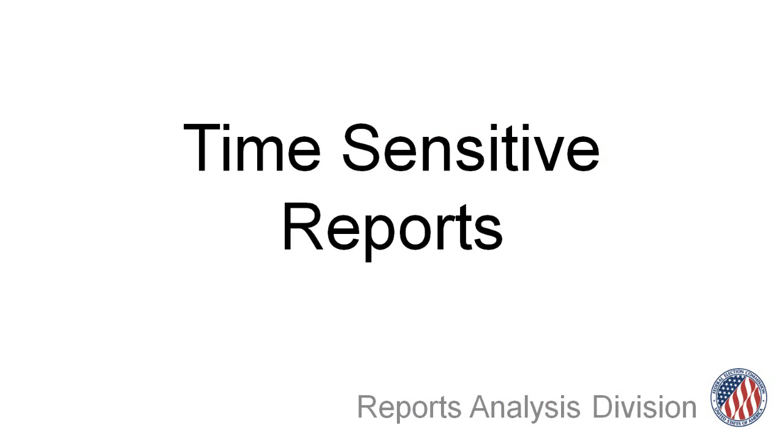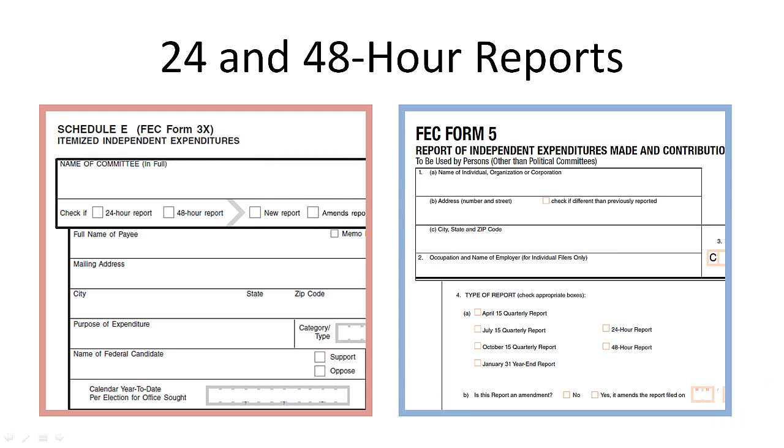In addition to regularly scheduled reports, you may be required to disclose your activity on time-sensitive reports. These 24 and 48-hour reports are considered standalone reports. These are filed separately and in addition to your regularly scheduled reports. Earlier in the election cycle, you will file 48-hour reports. Closer to the election, you'll be in a 24-hour reporting period. The FEC has election-specific reporting dates available for you on its website. You can find the link below. We'll go into specifics in just a minute.